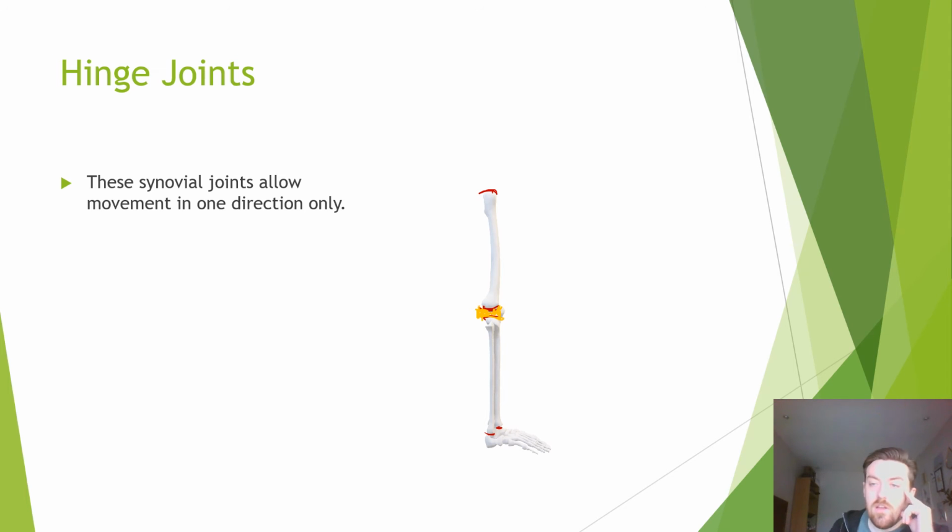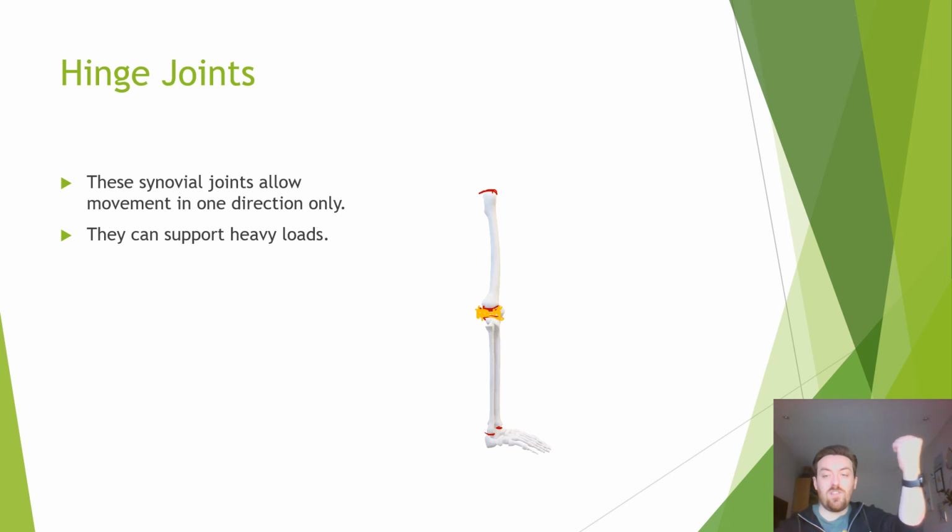This is one of the reasons why they can support a heavy load. For example, if I was holding a weight in my hand and I extended it out like this, I would feel it quite quickly. But if I hold it in like this, I can hold it for a lot longer, because hinge joints can actually take on heavy loads.